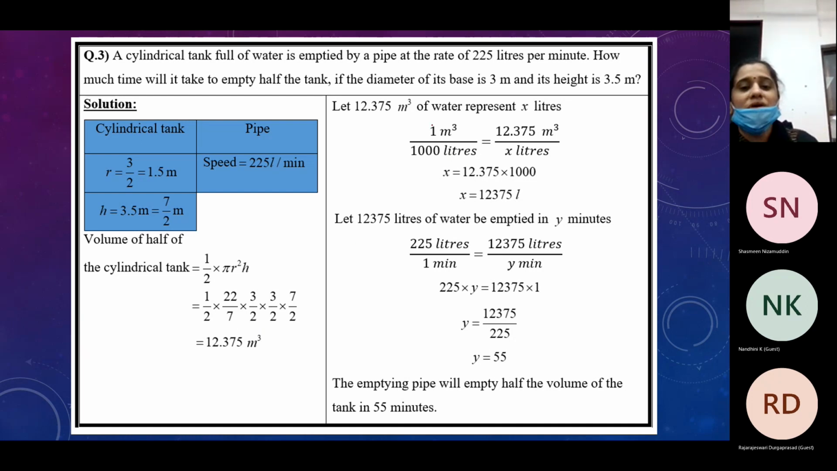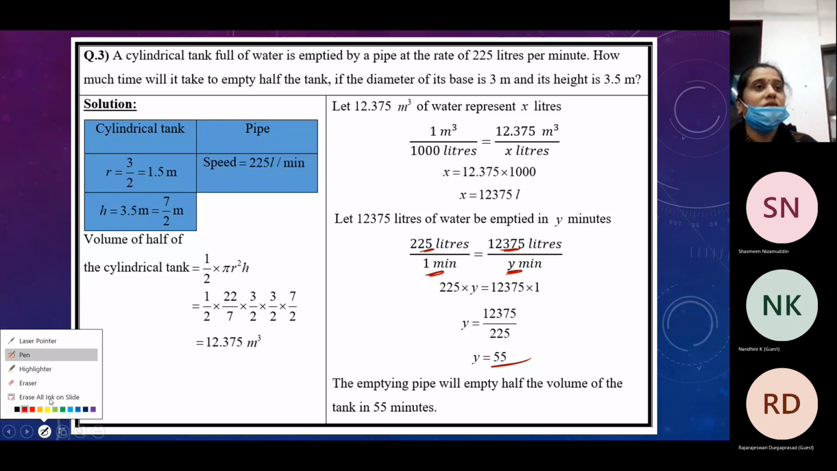1 meter cubed is 1000 liters. Then 12.375 meter cubed is how many liters? X liters. Now cross multiply. So when you cross multiply, you get X into 1, X is equal to so many liters. Now the next thing: 225 liters is emptied in 1 minute. Then 12,375 liters is emptied in X minutes. Again, cross multiply, you will get the time. That's all. This is how you should work it.